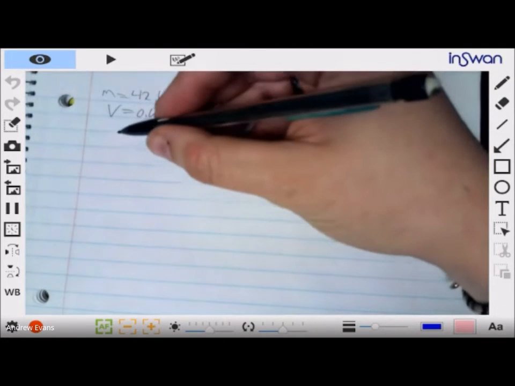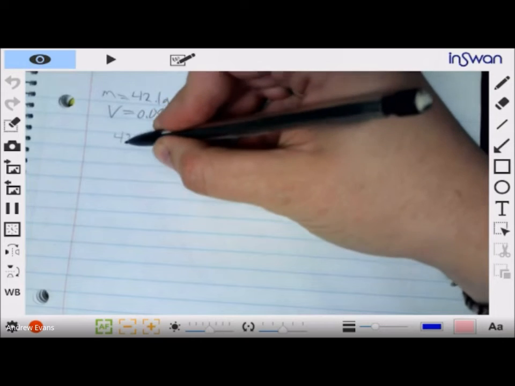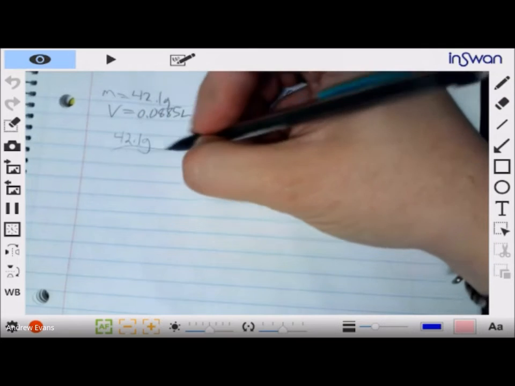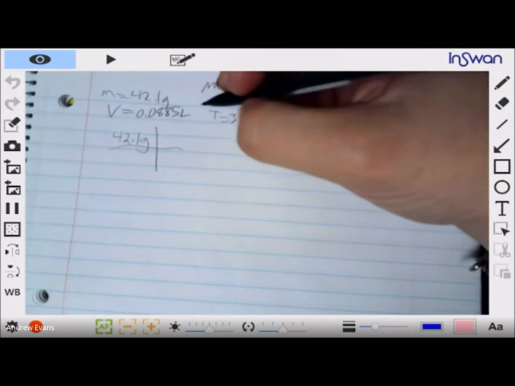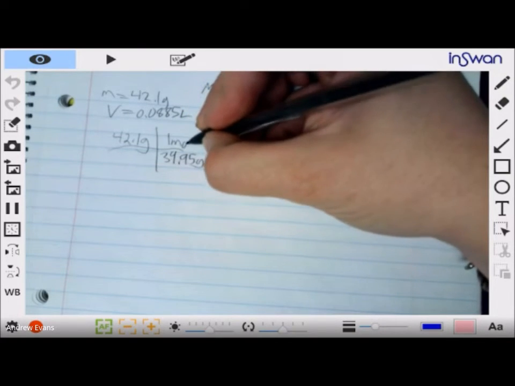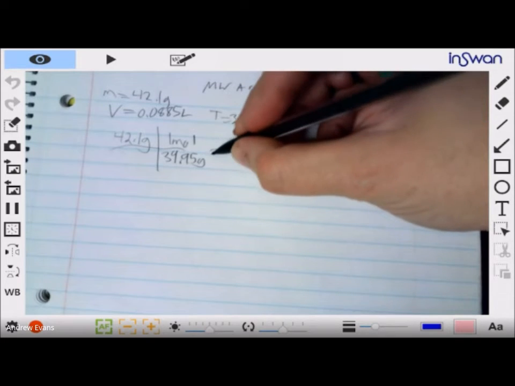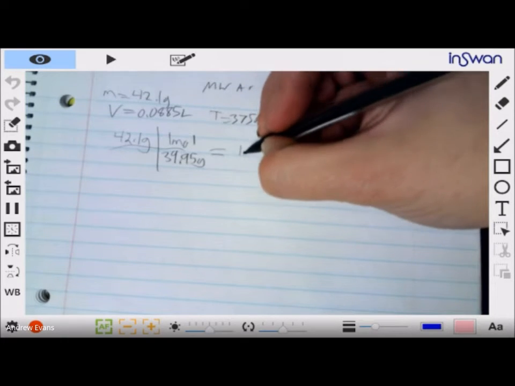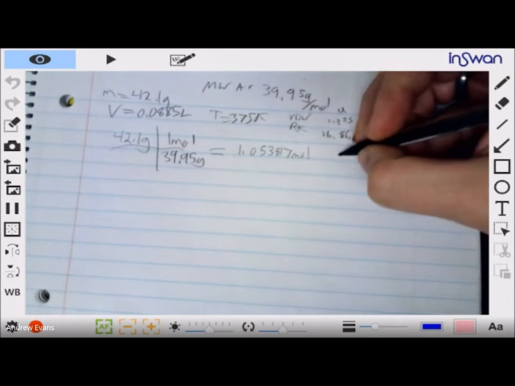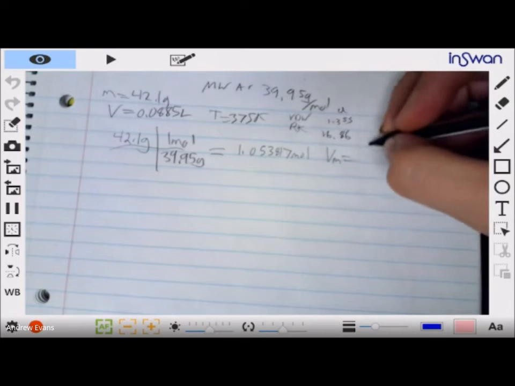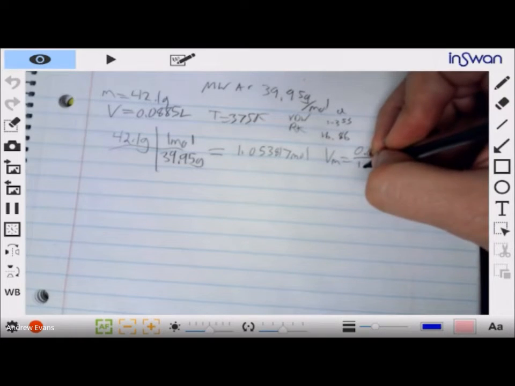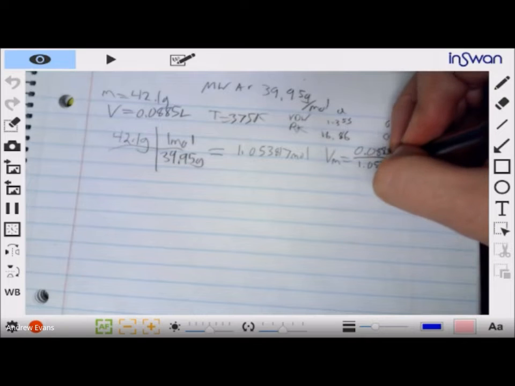The first step is, of course, calculating the moles and hopefully the molar volume, which will save us some bit of work because that will not change. Calculate the moles, we're going to take the grams divided by the molar mass of 39.95 grams per 1 mole. Doing that gives us 1.053817 moles. From there, our molar volume is going to be our volume, 0.0885, divided by our moles, 1.053817.